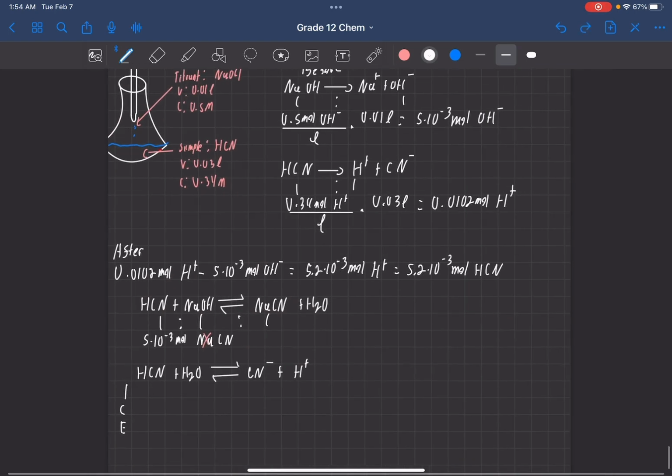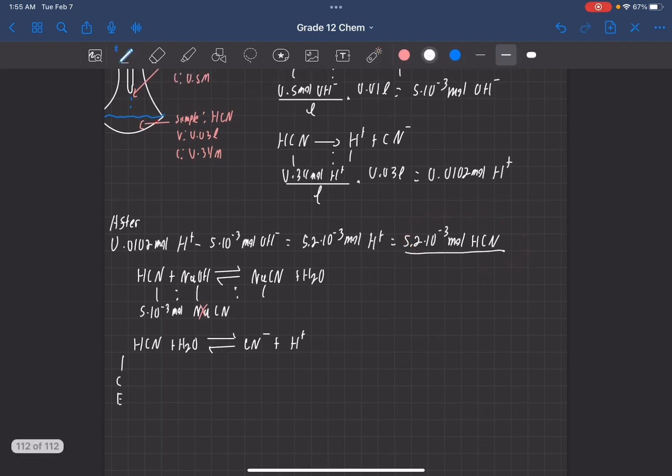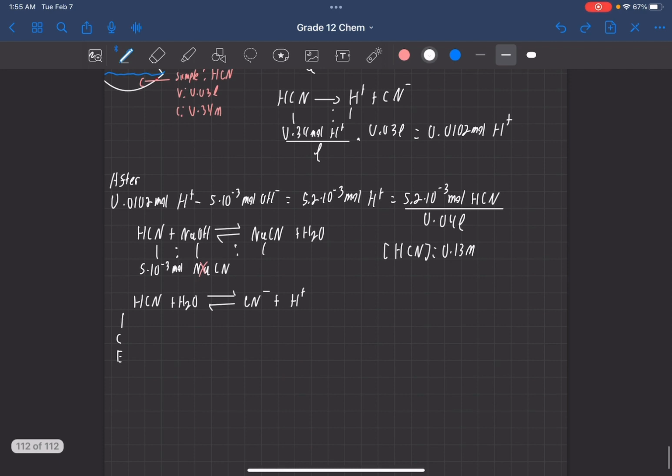So we're going to divide. Let's find the hydrocyanic acid molar amount first. So that's this guy over here. We're going to divide that by the total volume, the total volume being 0.04 liters. The concentration of our hydrocyanic acid is 0.13 molar.